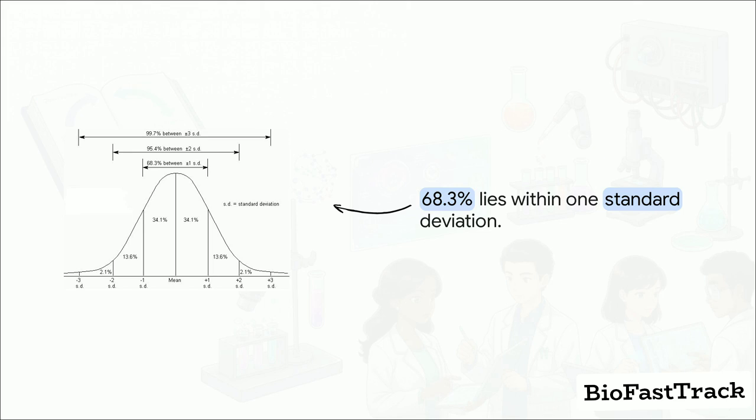You calculate it by finding the difference between each data point and the mean, squaring those differences, averaging them, and taking the square root. For data with a perfectly normal distribution, roughly 68.3% of the data lies within exactly one standard deviation. Now, what's really fascinating about this is how it applies to messy biological populations.